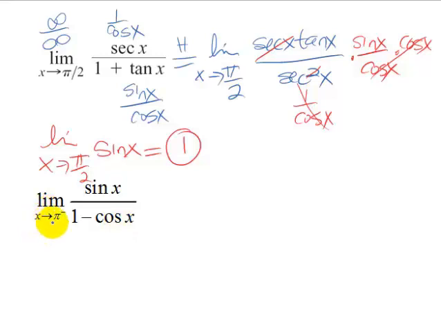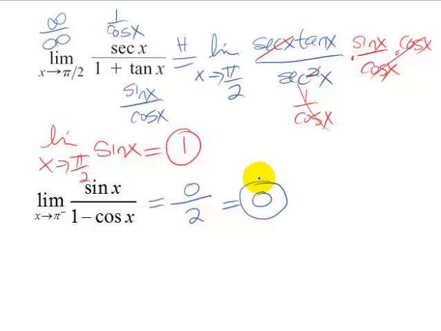Let's look at our second limit here that involves trig functions. We have the limit as x approaches pi from the left-hand side. Well, the sine of pi is 0. Cosine of pi is -1. And so we could work this and have 0 over 2. It is not indeterminate, so we would not apply L'Hopital's rule.